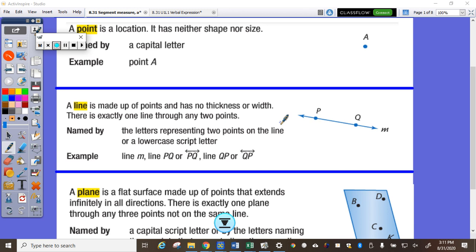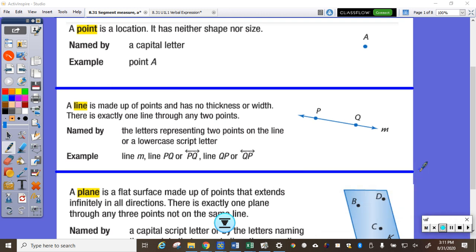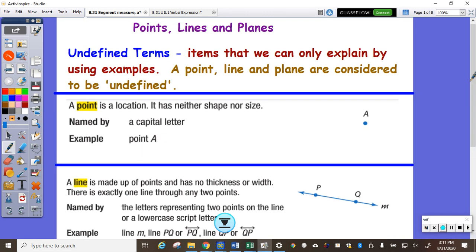All right, guys, we're going to go ahead and start today, Monday, with a new lesson. So we're starting off with the first section, just kind of talking about some random things as far as basic geometric terms.